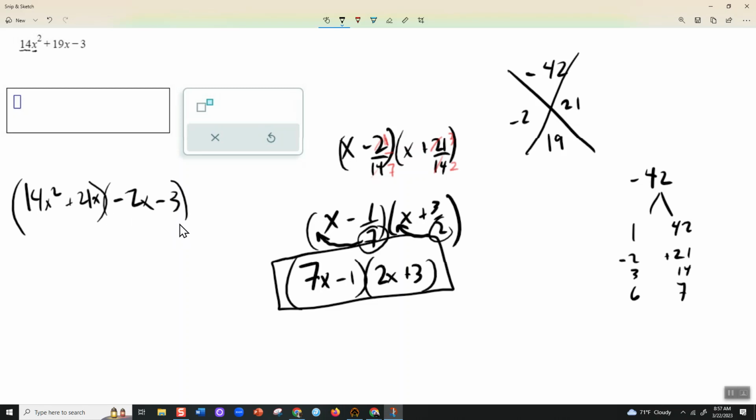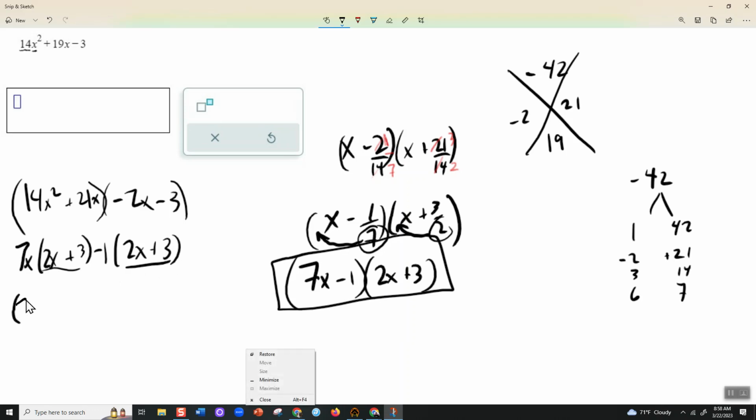This is a 7x that is common on the first group. I get x plus 3. Excuse me, 2x plus 3. And then if I factor out a negative 1, I get another 2x plus 3. We get the common binomial of 2x plus 3. And the remaining factors are 7x and a negative 1. We get the same answer that way. Lots of different ways to do this. Hopefully you're getting one way that works for you.